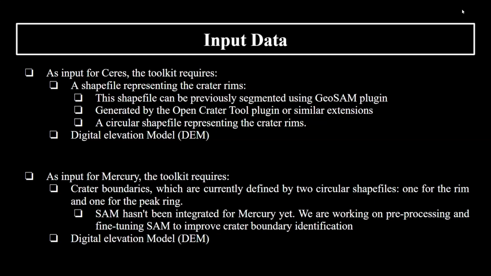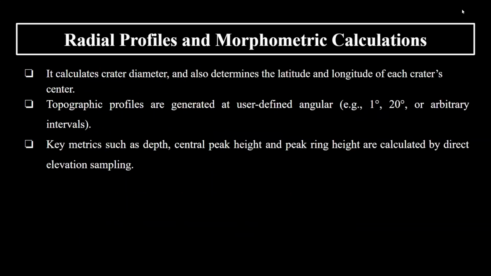For Mercury, it's a little different. The crater boundaries are now defined by two circular shapefiles. One represents the rim and one represents the peak ring. And as I said before, SAM hasn't been integrated for Mercury yet, so we are working on the preprocessing and fine-tuning for SAM to improve the crater boundary identification. The main problem now is that we need SAM to make the segmentation of the crater and also of the peak ring that is inside the crater. So we are working on this. And we also need the digital elevation model for Mercury.